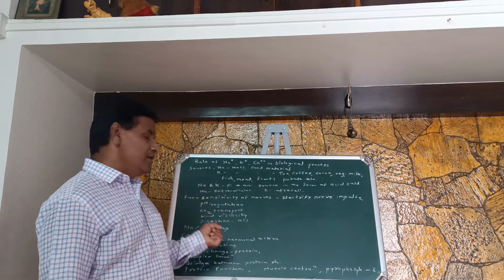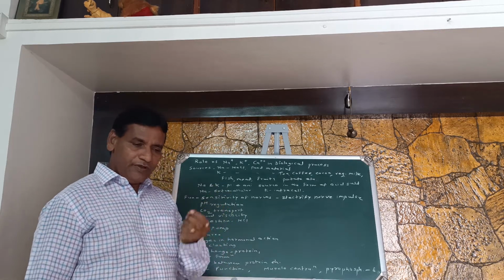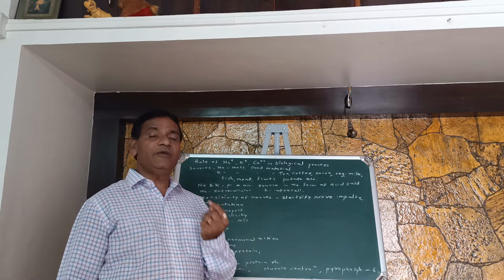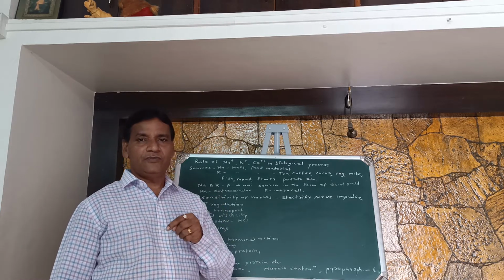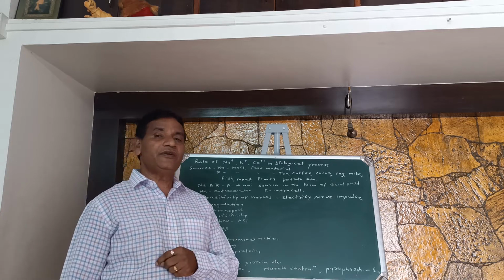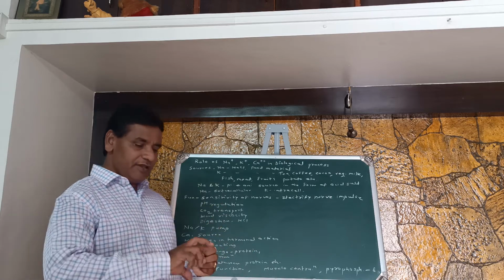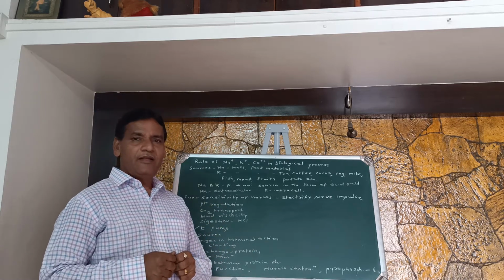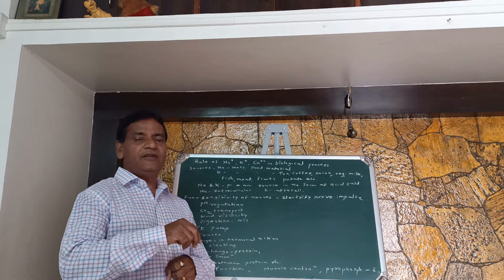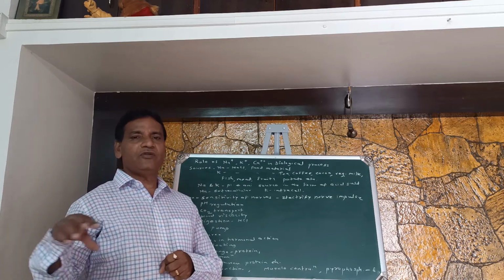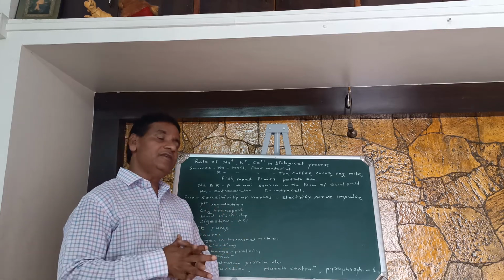Then there is the sodium potassium pump. As I have already told you, within the body of the cell sodium ions are more, and outside these cells potassium ions occur in larger proportion. So here there is a system in the cell. If 3 sodium ions are taken out, only 2 potassium ions are taken in. So there is the sodium potassium pump, which we will see later.